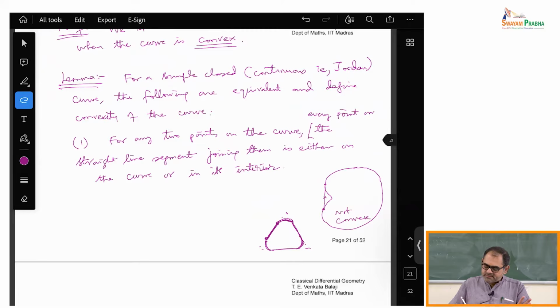There is no point inside. Okay, that is also allowed. Okay, so this is not convex, and this is convex. And the condition is based on the line segment joining 2 points on the curve.